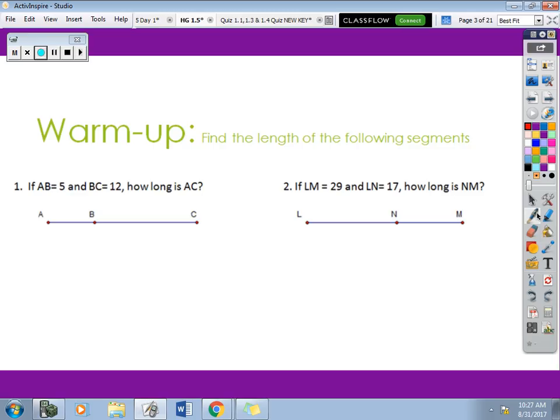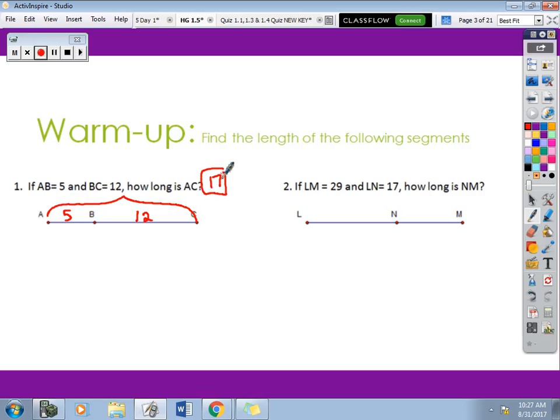So it says AB is 5 units long, and BC is 12 units long. And it asks me how long is AC? The whole thing. Who thinks they know? Jax. 17. 5 plus 12 is 17.